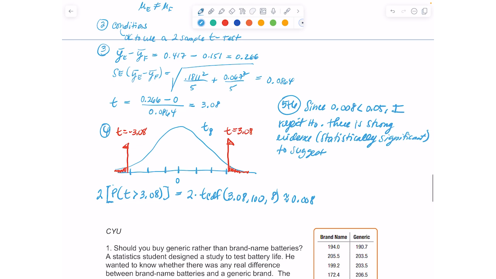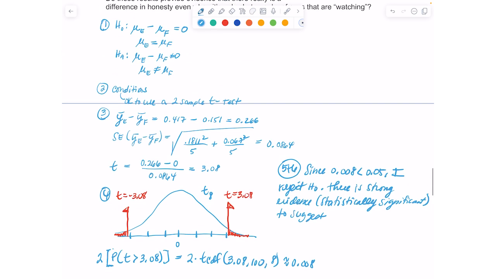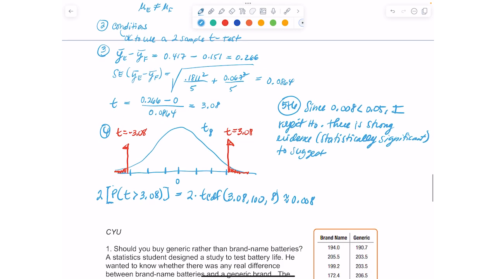And here it shows that there's more that's left. So to suggest people will leave a higher average amount for food if pictures of eyes are watching.